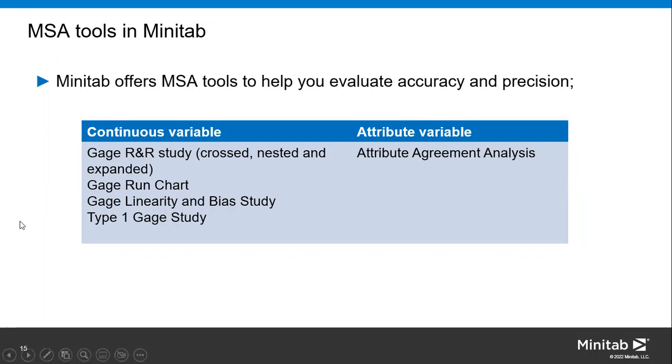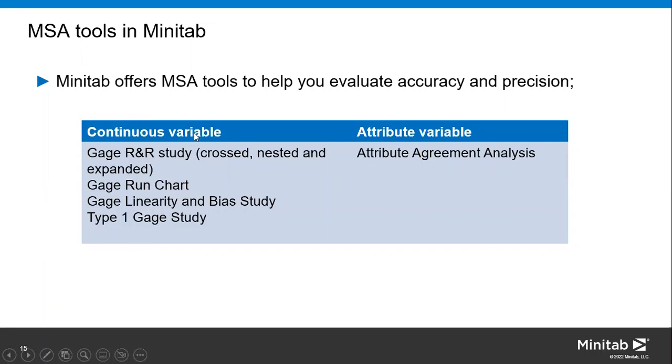And then we also have the Type 1 Gage study. The Type 1 Gage study is a preliminary evaluation of your bias and repeatability. We use this one when one operator measures one part multiple times. This is for a measurement data set, where you measure your diameter, your strength, your length, or your weight. All of these are continuous variables.